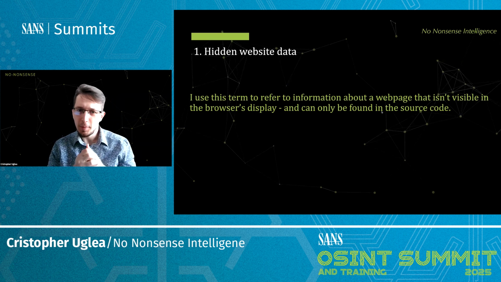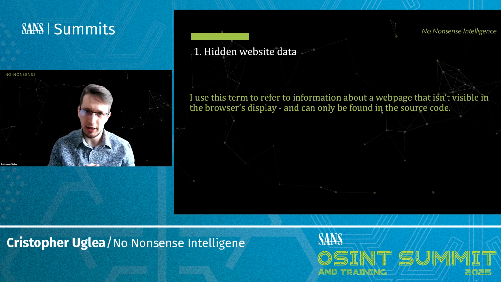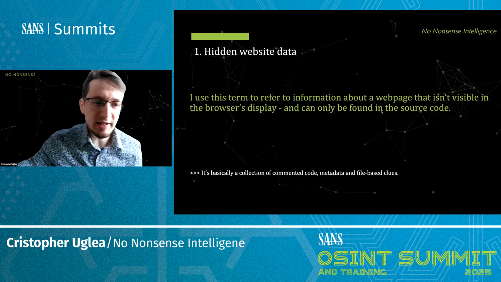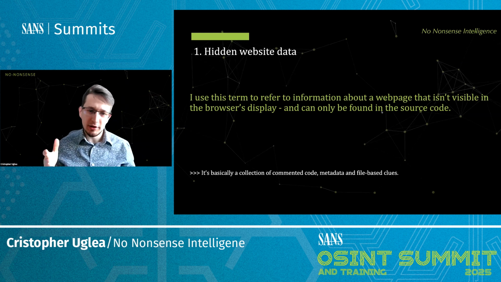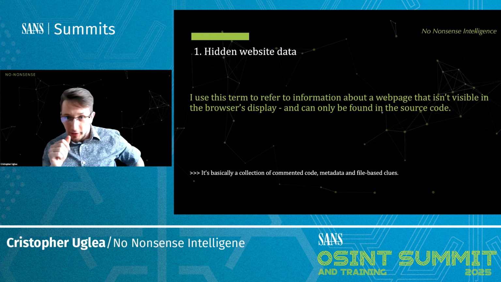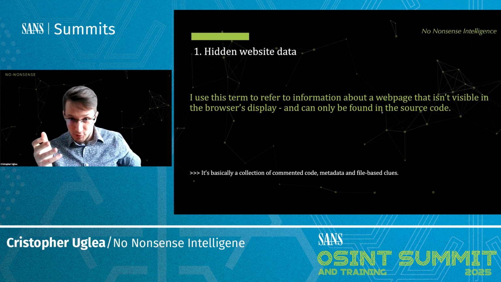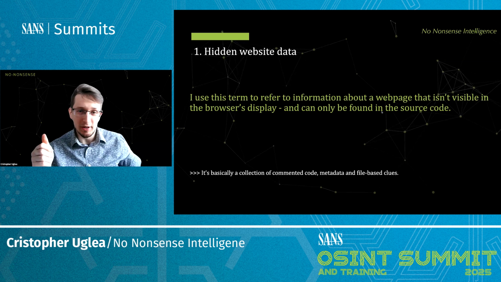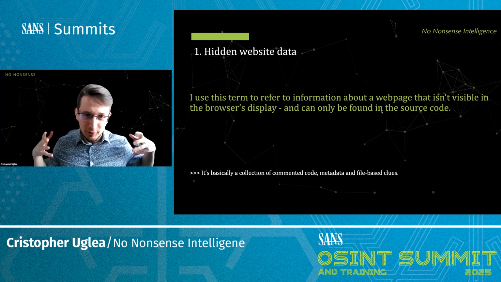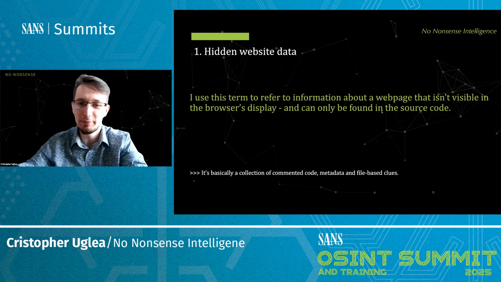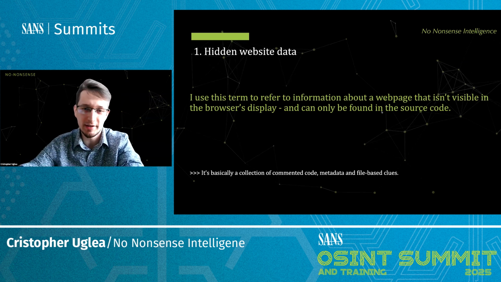All right, now that we got this out of the way, we can go to the definition of hidden data. I call hidden data the data that I just told you about, which is data that's visible in the code, but not visible in the interface of the website. Basically, this is a collection of commented code, metadata, and file-based clues, but I call them hidden data because it sounds more mysterious. It sounds more interesting, right? When you do OSINT, you don't tell your friends that you look for file-based clues. You tell them you look for hidden data. That sounds a bit better, but you know what I'm talking about when I say this.